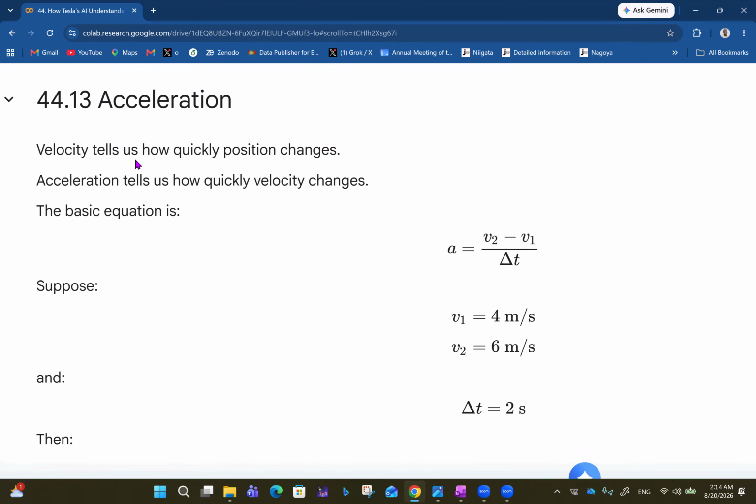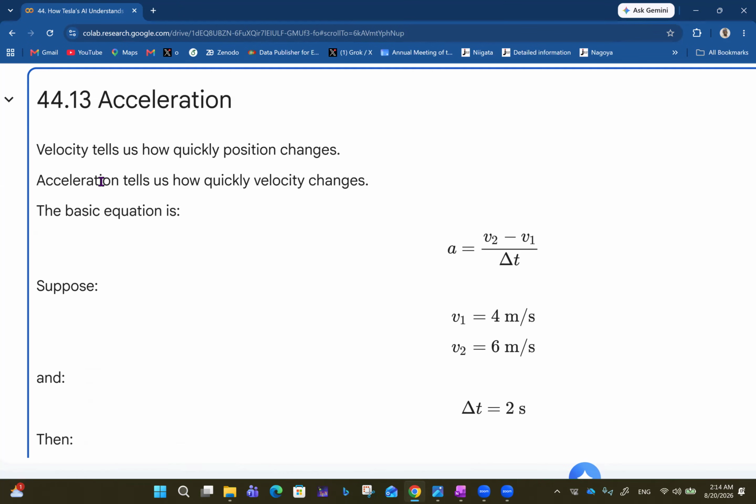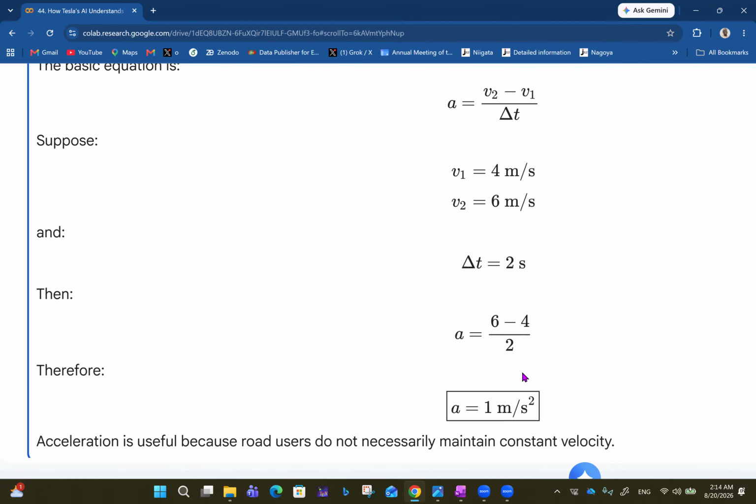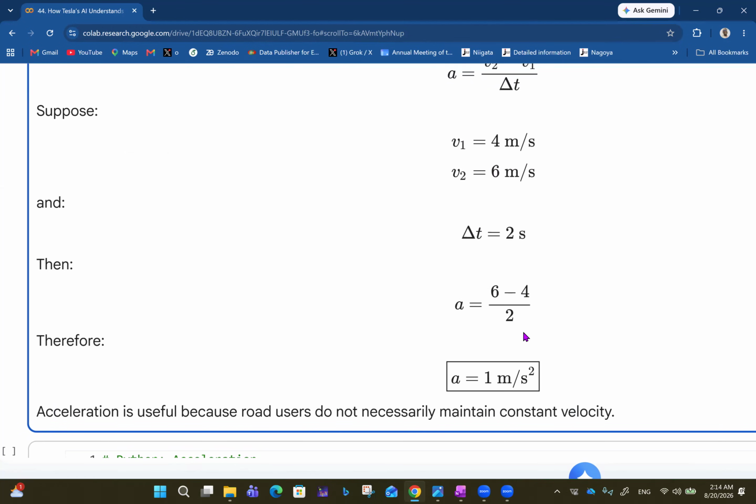So talking about acceleration, velocity tells us how quickly position changes. But acceleration tells us how quickly velocity changes. So the basic equation is a equals v2 minus v1 over the change in t. Suppose v1 is 4 meters per second, and after some time, we discover the velocity v2 is 6 meters per second. After 2 seconds, you discover this change in the velocity. Then you see the acceleration is 6 minus 4 over 2, which is 1 meter per second squared. So acceleration is useful because road users do not necessarily maintain constant velocity.